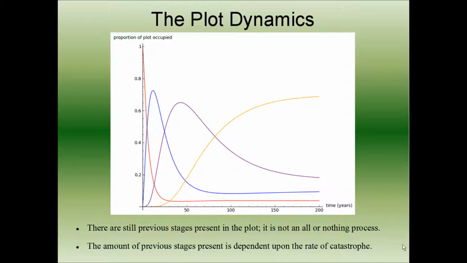Now the pre-successional species seem to be leveling out at a 5% occupancy of the plot area. The primary successional species appear to be at about 10%. The purple line appears to be at about 15%, and the yellow-orange line appears to be at about 70%. Now an important thing to note is that this succession is not an all or nothing process. So just because you're going from stage 2 to stage 3 doesn't mean that all of the stage 2 species are completely eliminated in the process. So at the end there are some percentages that are present for each stage still.